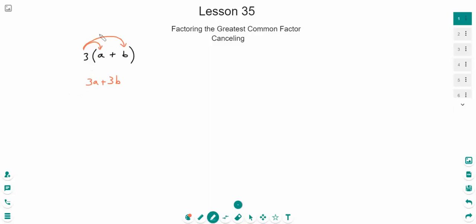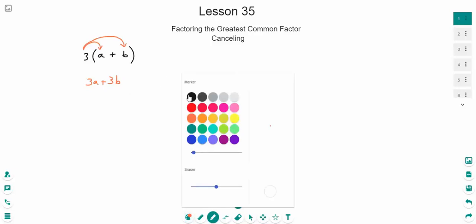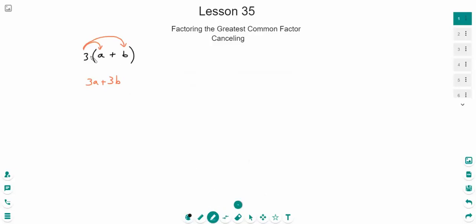One thing I just want to point out, because this will become very important, especially in canceling when we start talking about that, is that this original expression is, in fact, a multiplication problem. And as all multiplication problems do, it must have factors in it. Remember, a factor is just one of the numbers being used in a multiplication problem to get an answer. So where is the multiplication in this problem? It's right here: 3 times (a plus b).